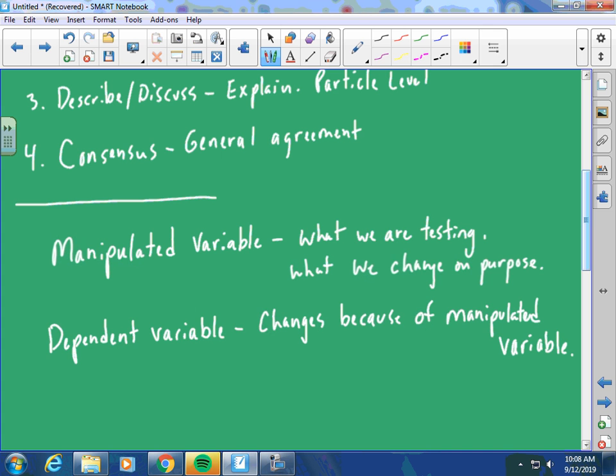The other part of these experiments that we should be able to identify are the constants. So the constants, things that stay the same. These are things that we are not testing. So we want everything to be the same when we're making comparisons between two trials. We want everything exactly the same except for the one thing we're testing. So everything is kept constant.